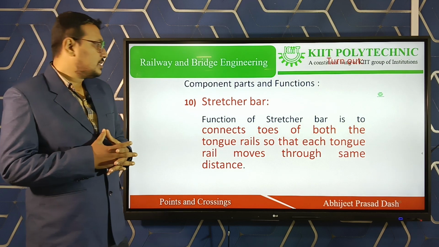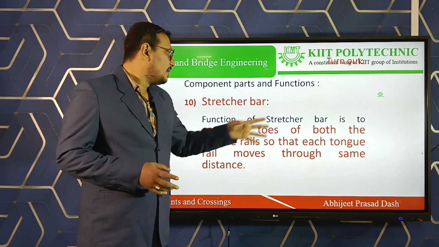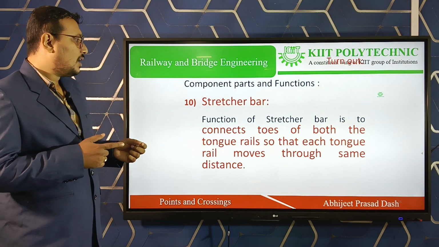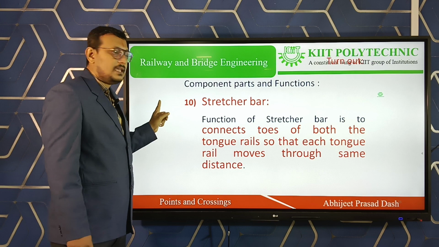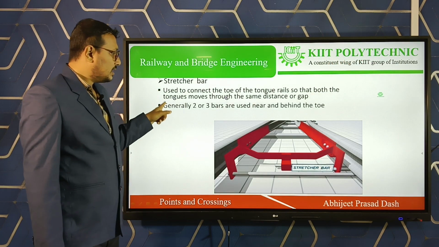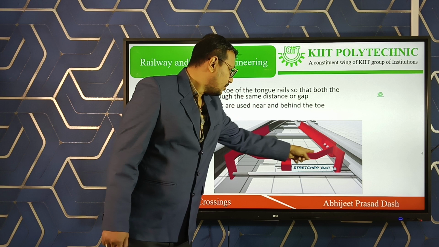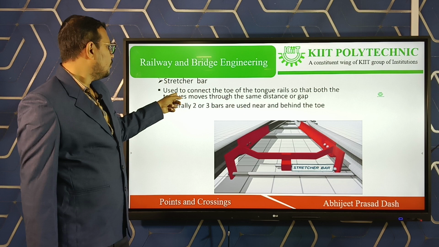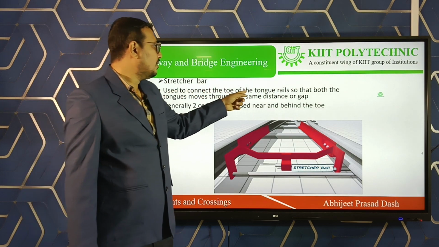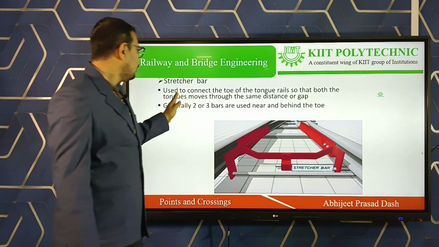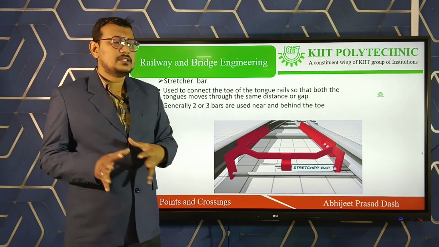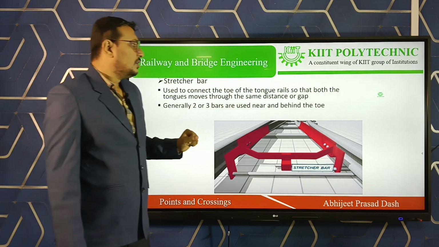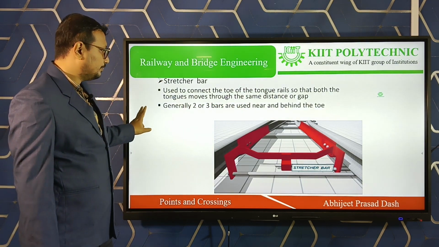Then the last one is stretcher bar. Function of the stretcher bar is to connect the toes of both the tongue rails so that each tongue rail moves through the same distance. Stretcher bar, as you are seeing here, previously you have seen, this bar is called stretcher bar, basically used to connect the toe of the tongue rails so that both the tongues move through the same distance or gap. Generally 2 or 3 bars are used near and behind the toe.